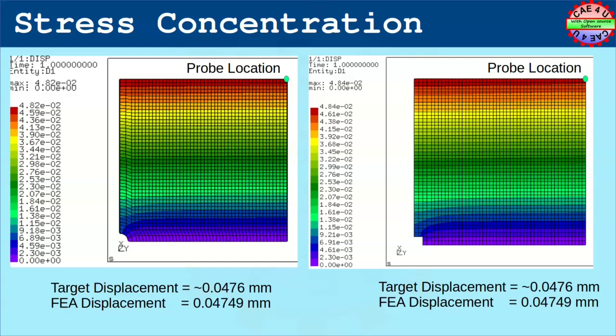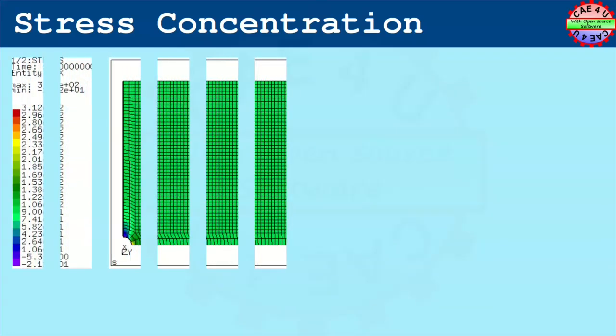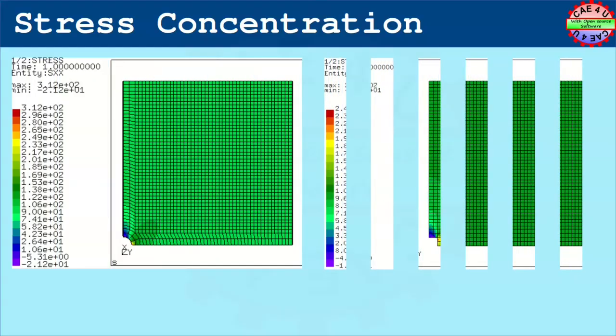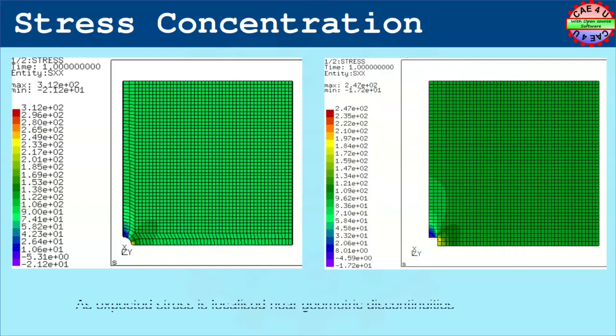Let us look into the typical stress plot. We expect that the stress be more concentrated around the cutouts because those are the stress risers, and as we move away from the geometric discontinuities we expect the stress to be more uniform, and this is exactly replicated from the simulation result.